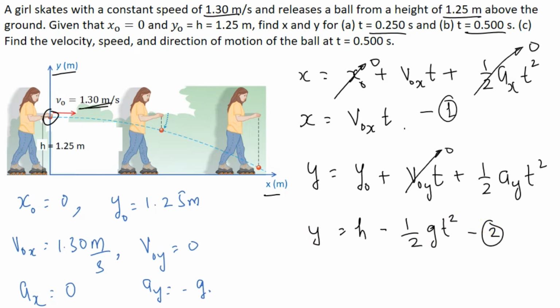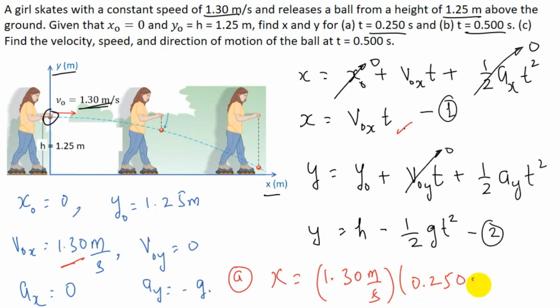Now we can solve the A and B parts very easily. For the A part, I'm going to substitute t as 0.250 seconds and v naught x as 1.30 meter per second. So x comes out to be 1.30 meter per second times 0.250 seconds. This value comes out to be 0.650 meter. So this is the answer for the x value.